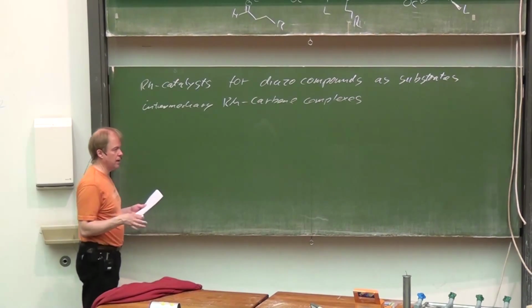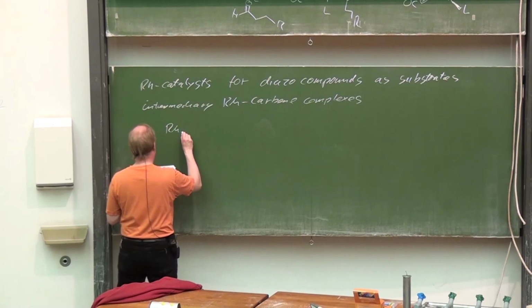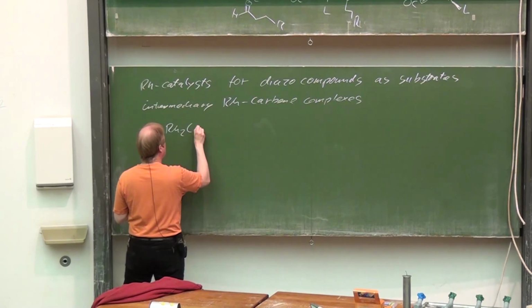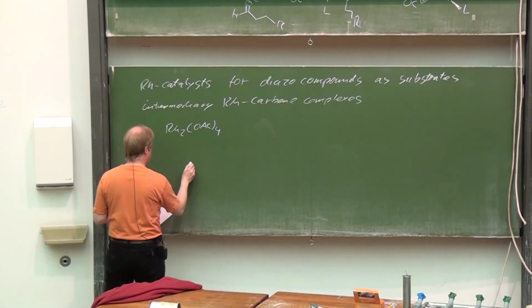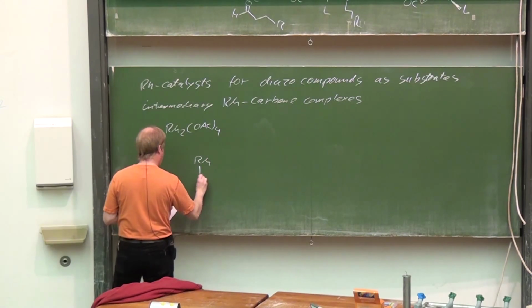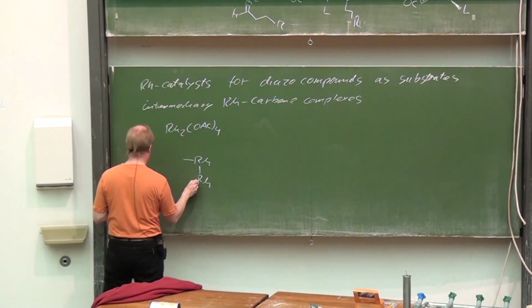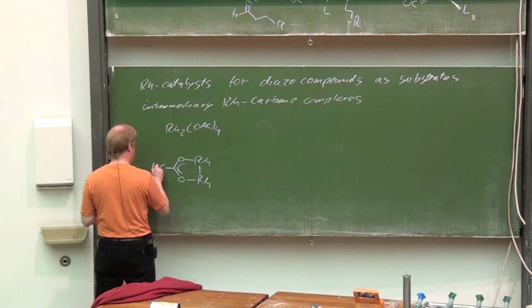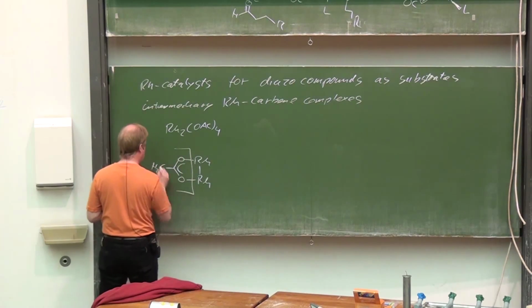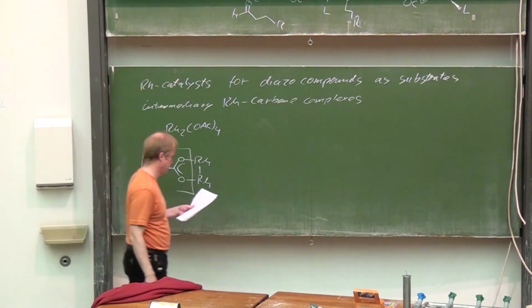The standard achiral rhodium catalyst is dirhodium tetraacetate. So you can imagine the structure. We have a rhodium-rhodium bond. We have those acetate bridges and these 4 times.